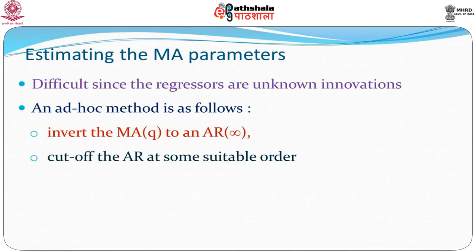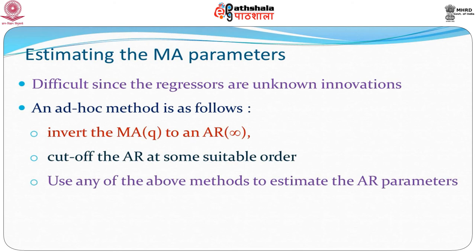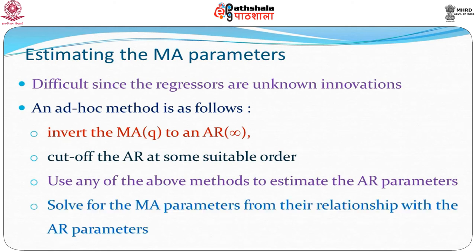So, that would be the order of the AR. We cannot estimate AR infinity because there will be an infinite number of parameters. So, make it finite at a reasonable order and you have an AR model. You can estimate the AR parameters using any of the methods we talked about, the least squares, the maximum likelihood, or the Yule-Walker method. Once you have done that, you can now use the relationship between the MA parameters and the AR parameters to get the estimates of the MA parameters. You take some number of equations, maybe q equations involving the MA parameters and the AR estimates, and then you solve for them to get the estimates of the MA parameters.